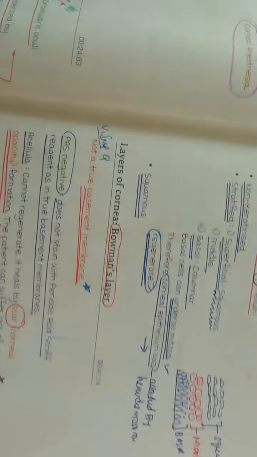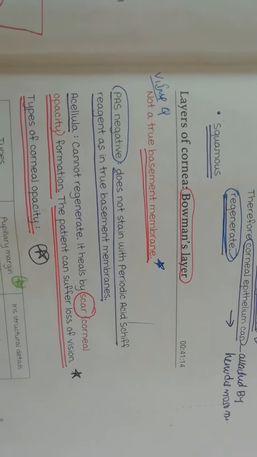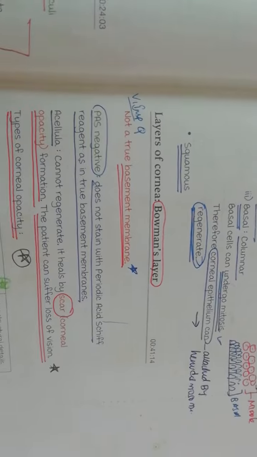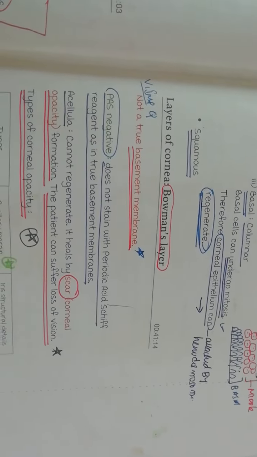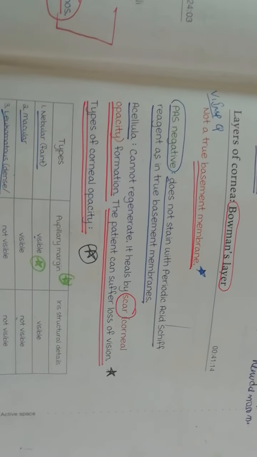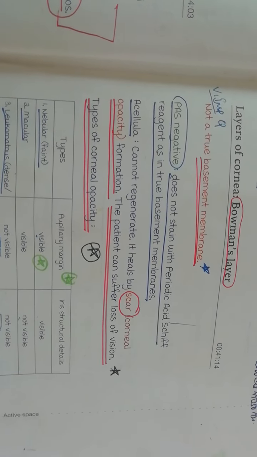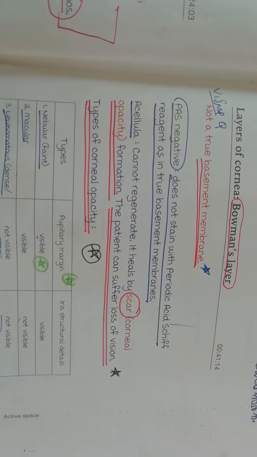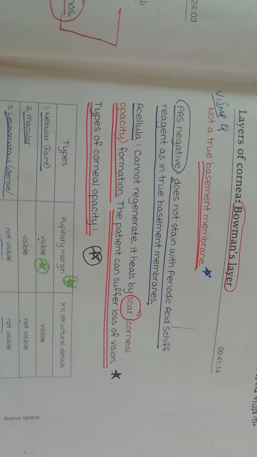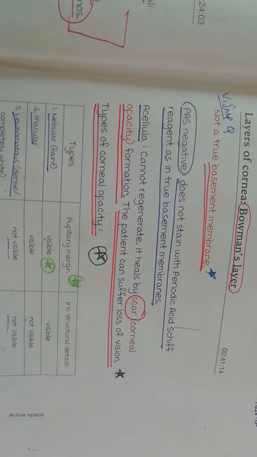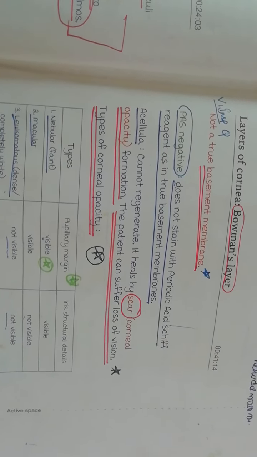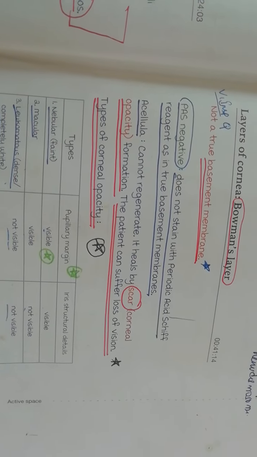Let us look into the next layer, which is Bowman's layer. Let me read the points written here. It's not a true basement membrane, and it does not stain with periodic acid-Schiff reagent as a true basement membrane does. It is acellular and cannot regenerate. It heals by scar, causing corneal opacity formation. The patient can suffer loss of vision.